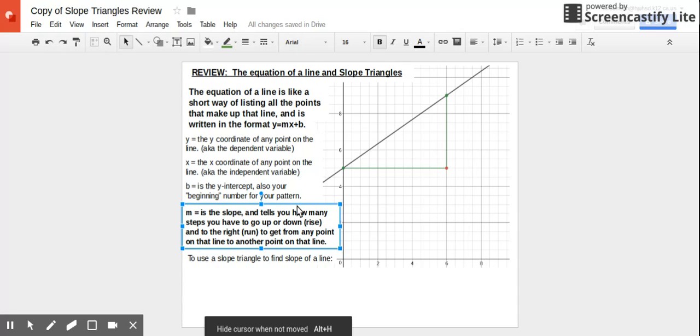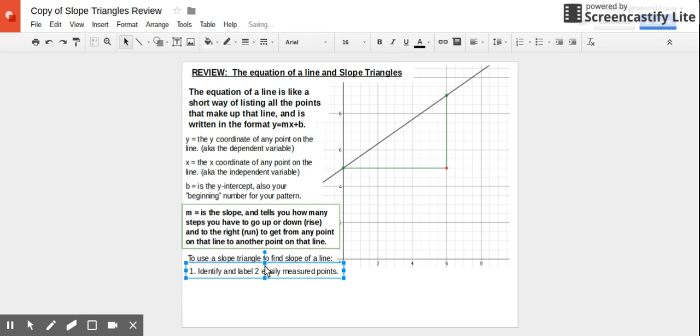Okay, so there's 3 little steps you can take to find the slope using a slope triangle. First, you need to identify and label 2 easily measured points. And by easily measured, I mean you want them to fall right on the corner of the grid pattern of your graph paper.